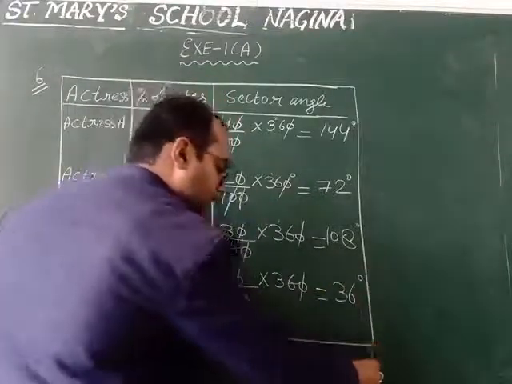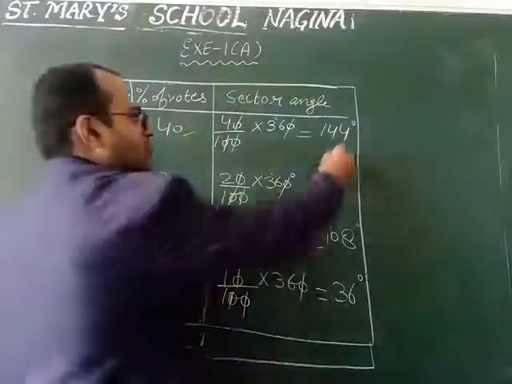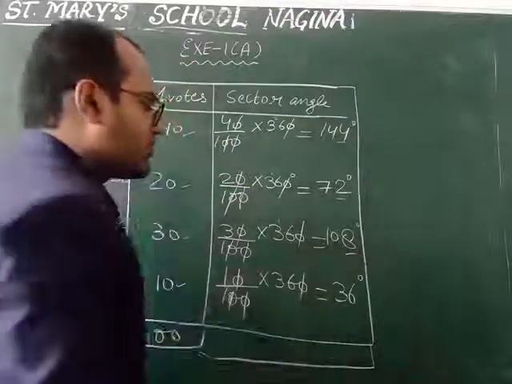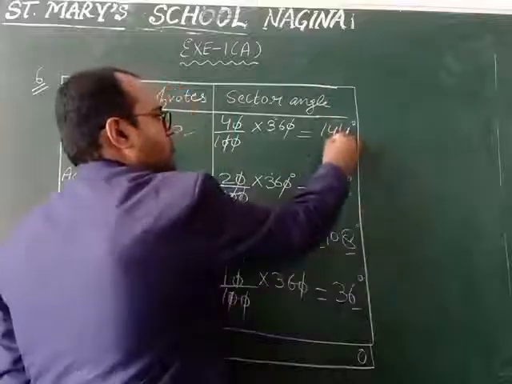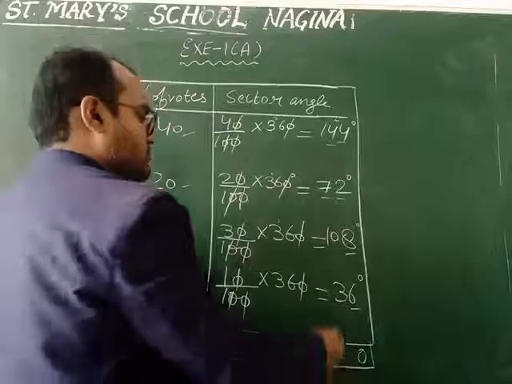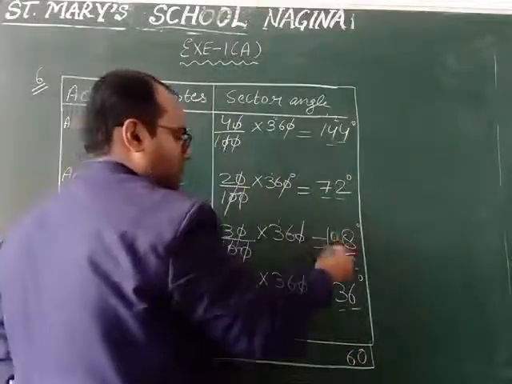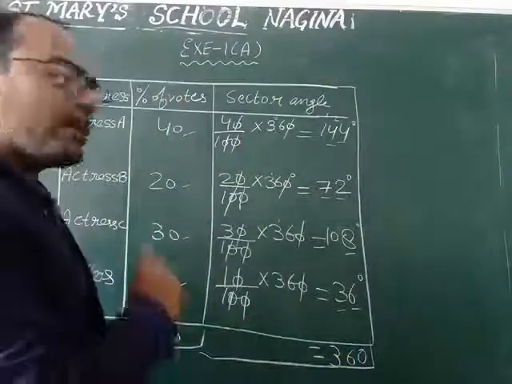Now in order to check whether we have done correct or not, we will add all these sector angles. 4 plus 2 is 6, 6 plus 8 is 14, 14 plus 6 is 20, 2 plus 4 is 6, 6 plus 7 is 13, plus 3 is 16, 1 plus 1 is 2, plus 1 is 3. We are getting total of 360. That means we have done correctly.